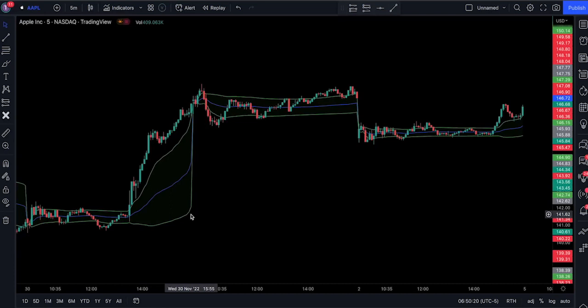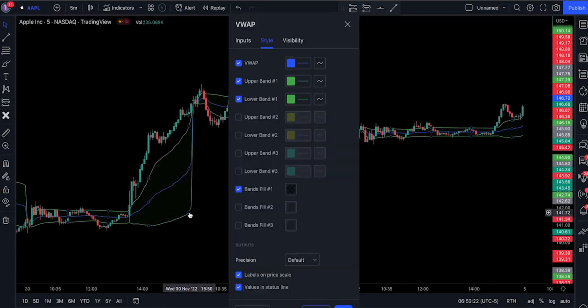These bands can be quite useful, but for the strategy I'm about to show you, we're only gonna need the VWAP. So in the start section of the indicator, let's disable the upper and lower bands.